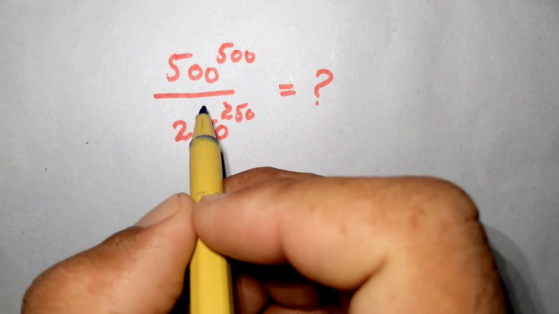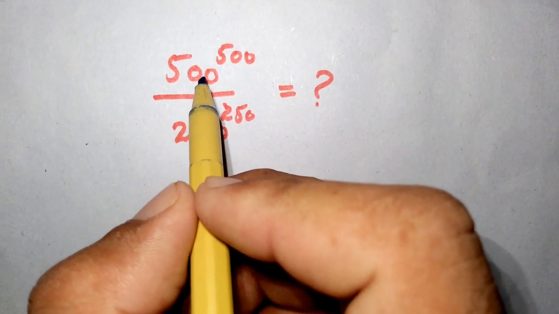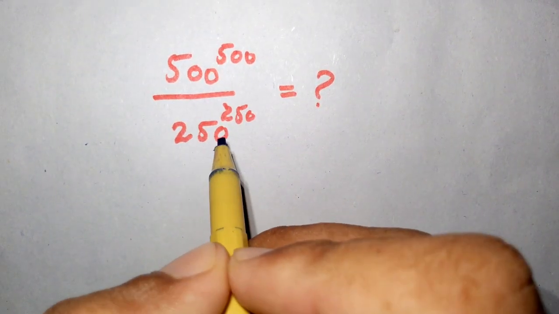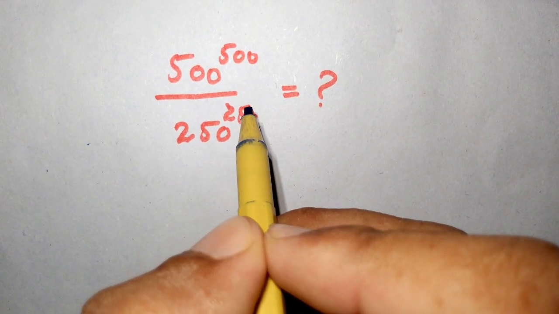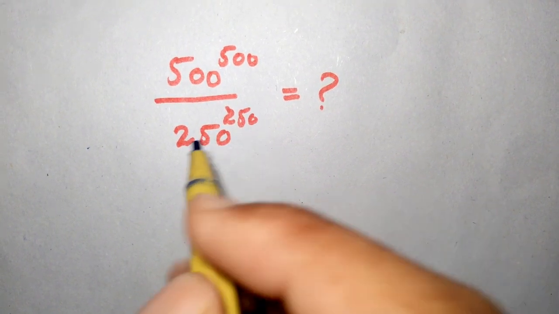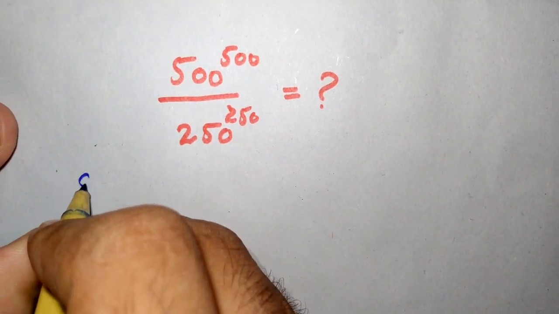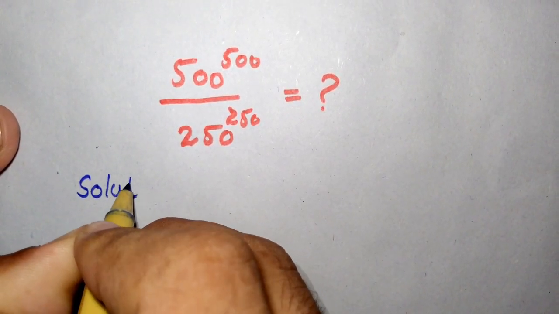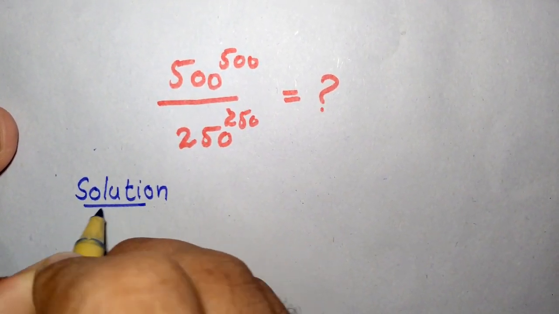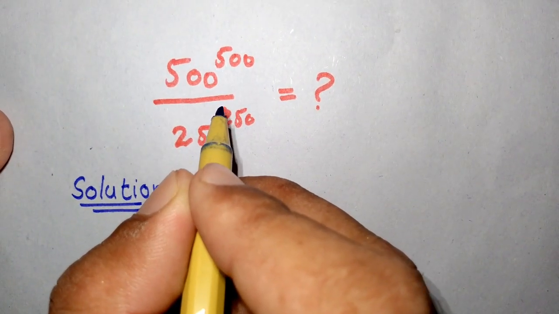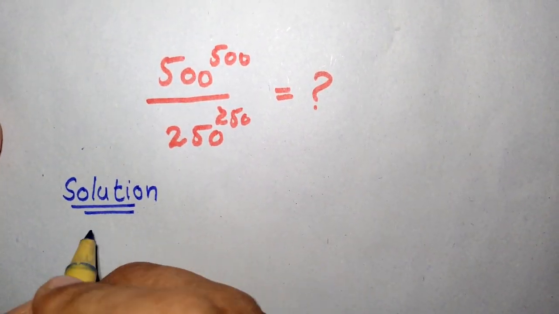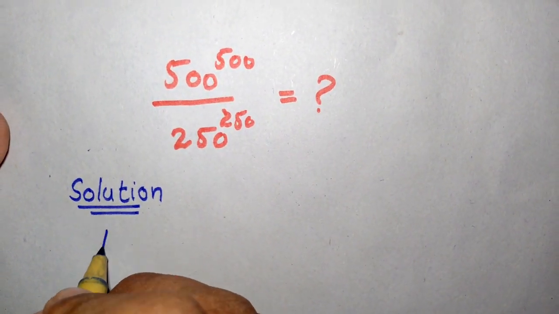We have to simplify this interesting question, that is 500 to the power of 500 divided by 250 to the power of 250, and we have to simplify this without using a calculator. So solution: we can solve this question by two methods. First of all, we solve this by method number one.